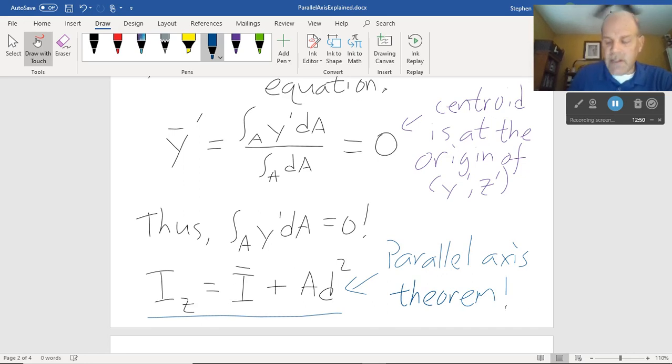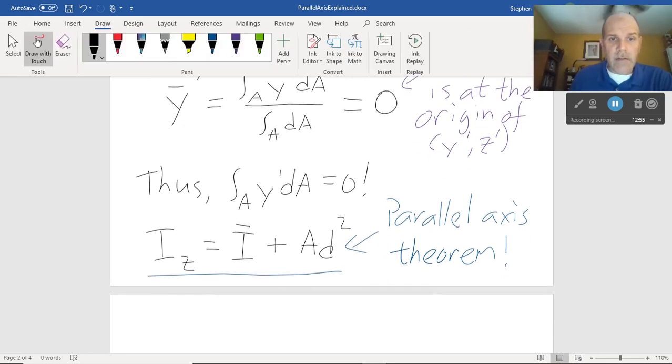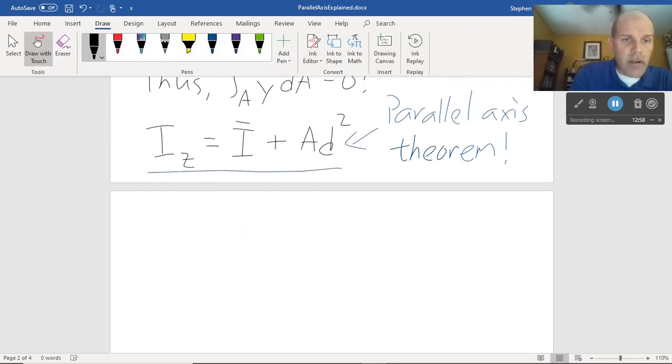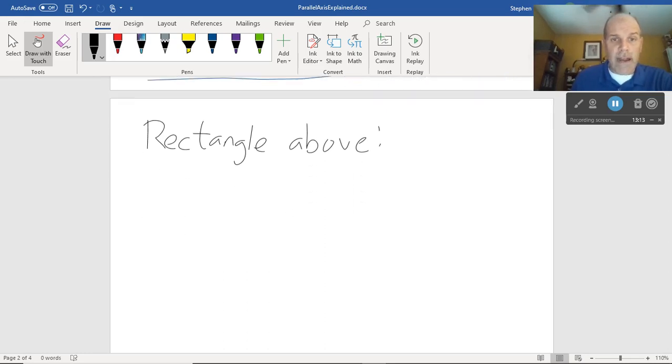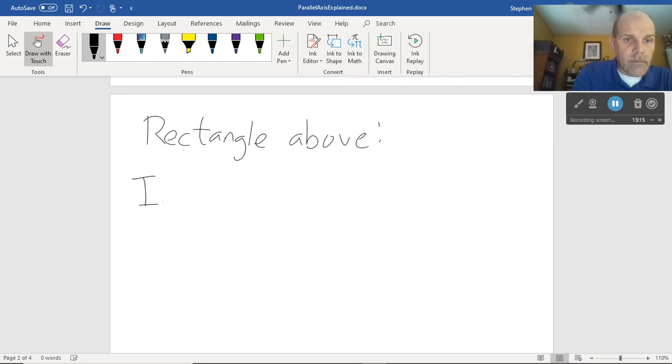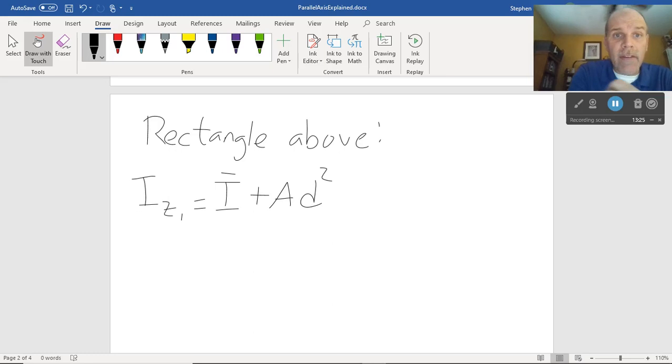So how can we see that it works? Let's go back to that rectangle. Let's take a dive back into that rectangle. If we look at that rectangle above, that means that our moment of inertia about that z1 axis should be equal to moment of inertia about the centroid plus area times the distance that we moved the axis, so to speak, squared.